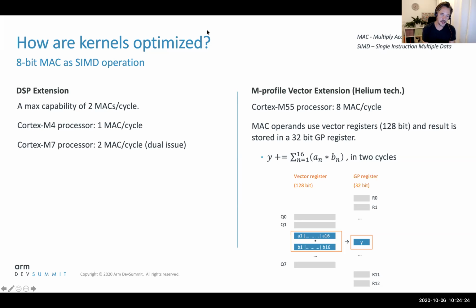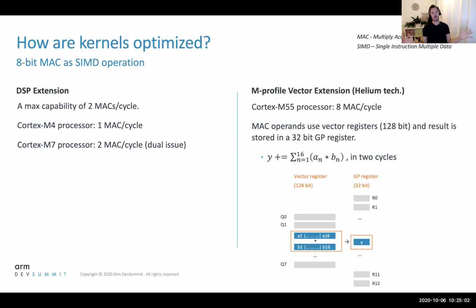And how that is done is you take all the A values, the A vector, 8 bits per number, and you put that in the 128-bit vector register. So it's the vector registers that are the core of this Helium technology. And you do the vice versa for the B vector, and then you execute one of these SIMD instructions on this data, and you accumulate it into a resulting vector or register Y.